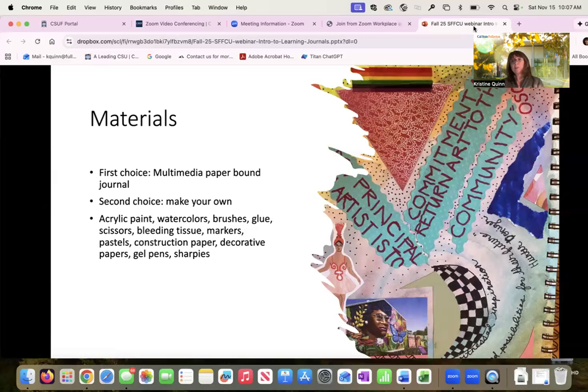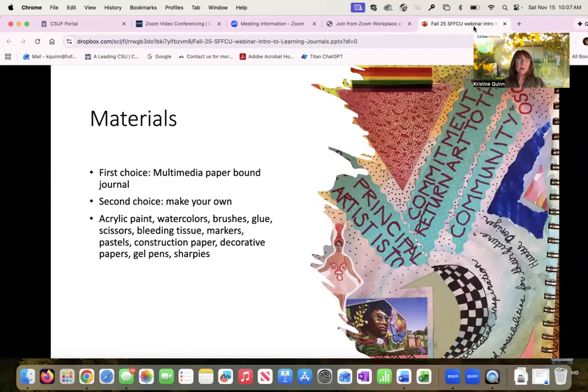Any way that you can bind papers together. You can staple those bindings, sew the bindings, or just use rubber bands. So that would be my second choice, to have the students make them. And then you need materials for working inside of those journals. If I think about the very basics of learning journals, here are the things that I would want.